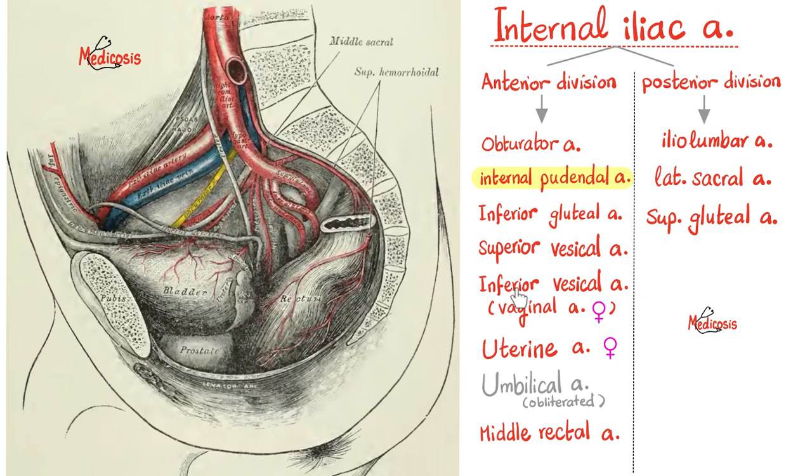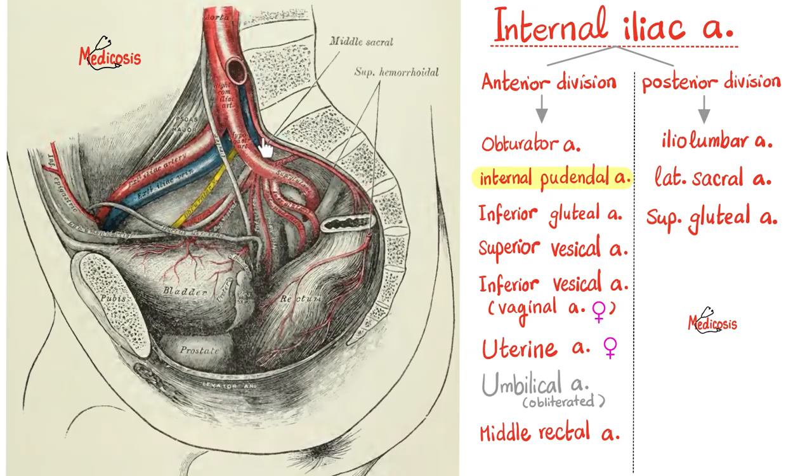But in females, this artery changes names into vaginal artery. In males, we will not see uterine artery. The umbilical artery has been obliterated because this is an adult. Where's the middle rectal artery then? This is the middle rectal artery. It's a direct branch of the internal iliac. But the superior rectal artery is a branch of the inferior mesenteric artery, whereas the inferior rectal artery is a branch of the internal pudendal.